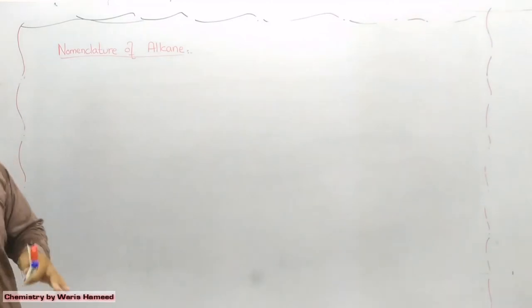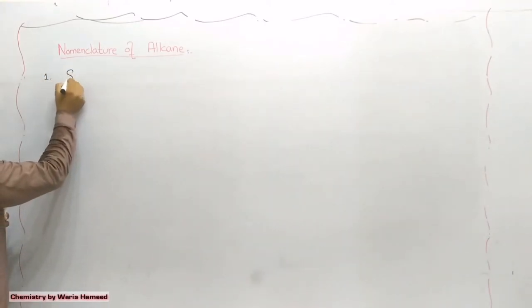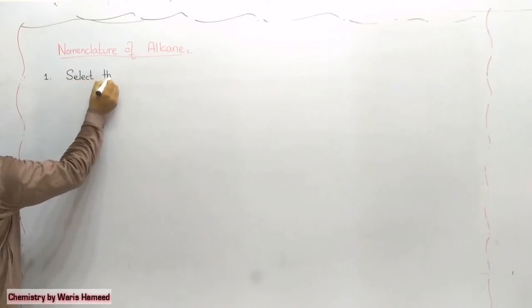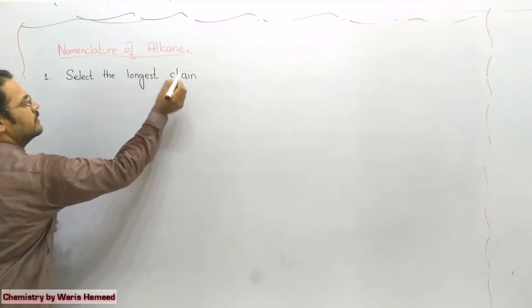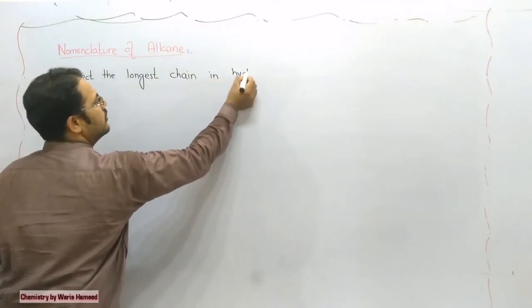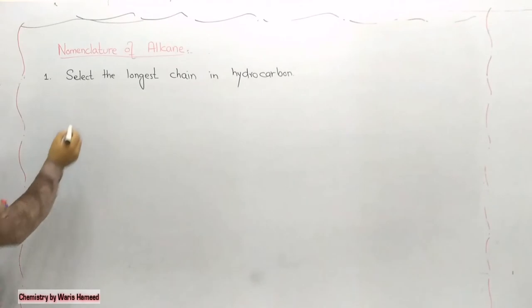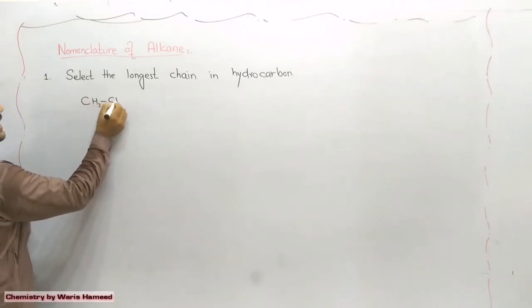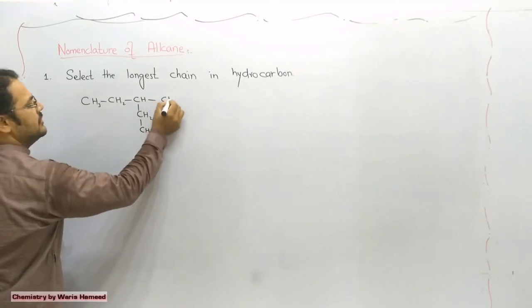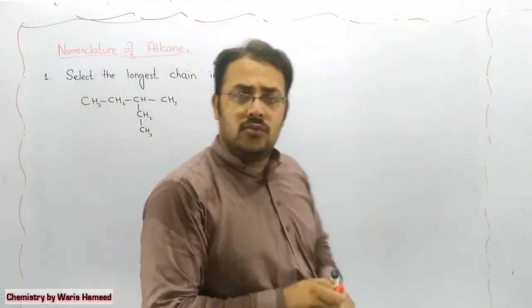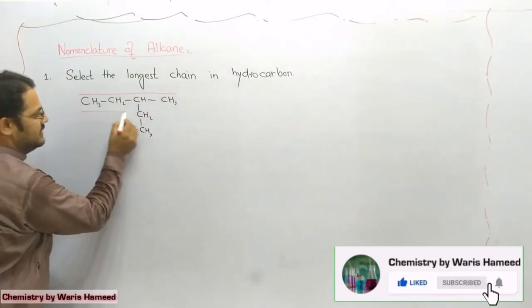The first rule of the nomenclature of alkane is the selection of the longest chain. First rule is to select the longest chain in the hydrocarbon. For example, we have a molecule CH3, CH2, CH, CH2, and CH3, and here is CH3. In this case, there are two main chains. I am going to mark both of them. First chain is here, and second chain is here.